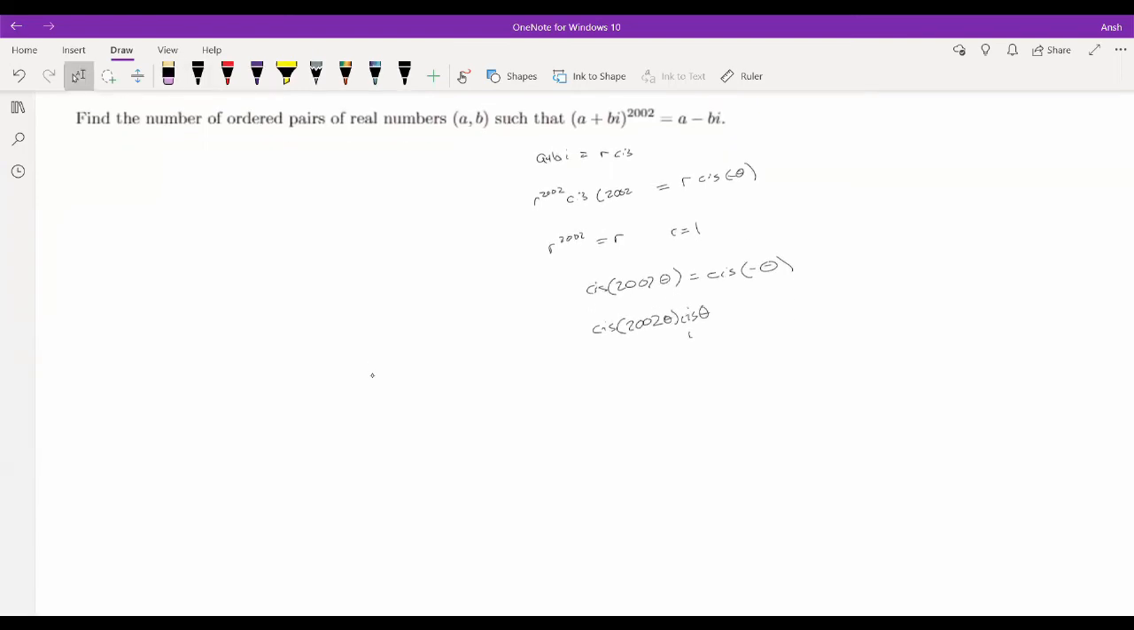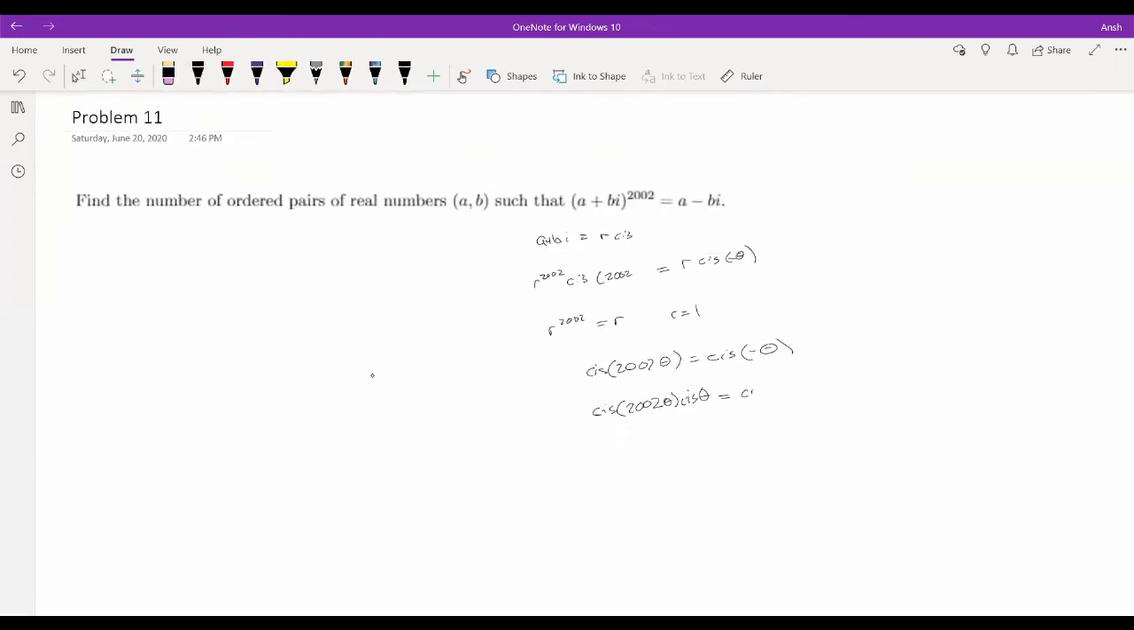Cis of theta times cis of negative theta: well, cis of theta and cis of negative theta are conjugates, so this is actually just equal to 1. And when we're multiplying in cis theta form, we just add the angles and multiply the magnitudes. Since both magnitudes are 1, we just add the angles, which gives us cis of 2003 theta equals 1. And you can see this is in the form of roots of unity.